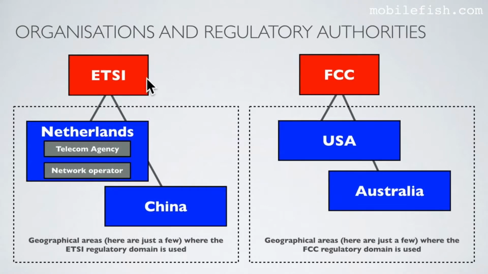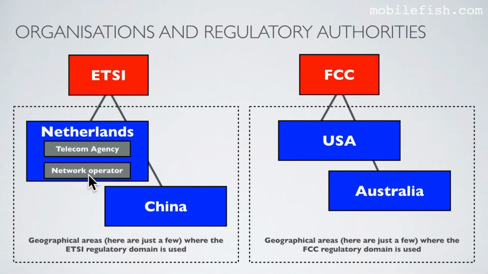Let's only focus on ETSI and FCC. Here are two geographic areas, in this example Netherlands and China, where the ETSI regulatory domain is used. And here are two geographic areas, in this case United States and Australia, where the FCC regulatory domain is used. If I focus on the Netherlands, this national regulatory authority uses the standard set by ETSI, but they can also add additional rules. Here you see the network operator.